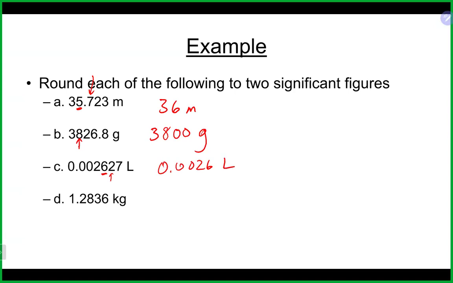0.0026 liters. Here we do need the zeros in the front, right, to maintain really what the meaning is, and they're not significant anyways. And lastly, here we're going to go to the 2. We're going to look at the 8, which means we should round up, and that's going to give us 1.3 kilograms in this particular case.